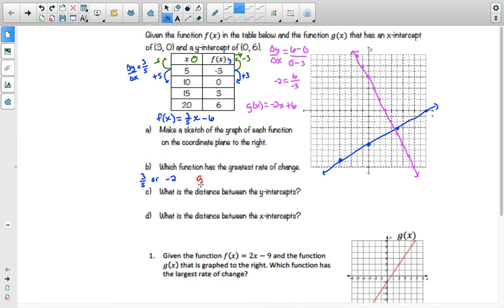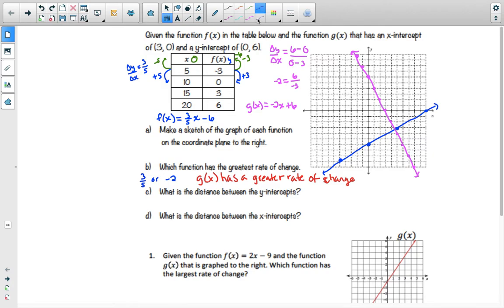So g of x has a greater rate of change because it goes faster. What is the distance between the y-intercepts?